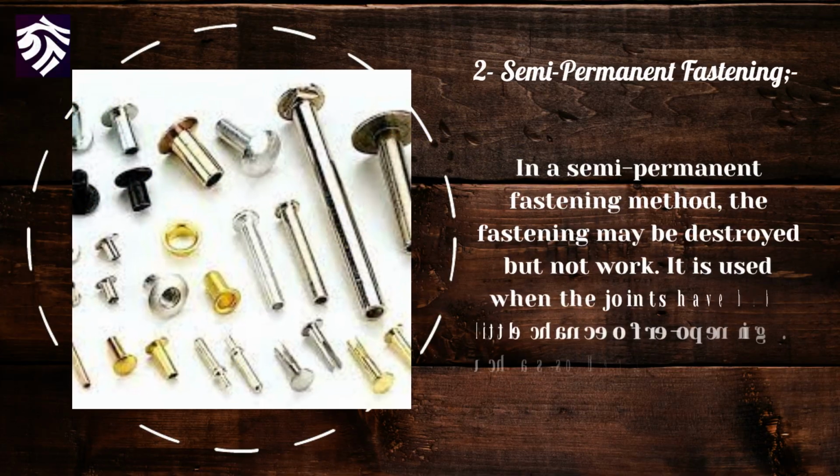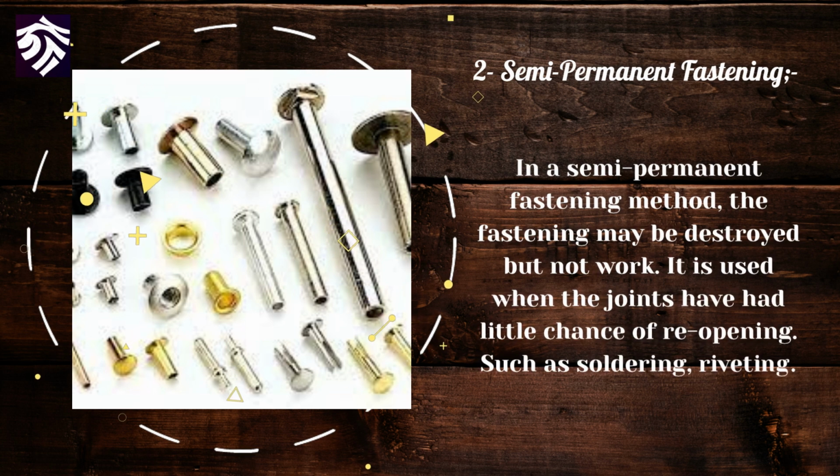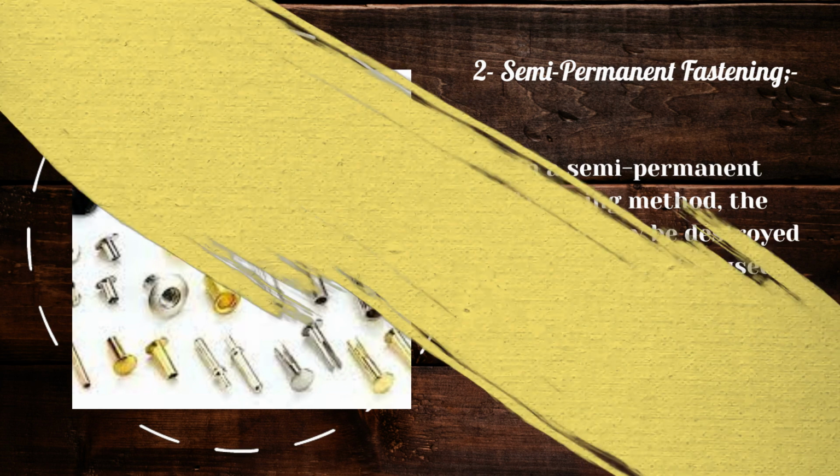Semi-permanent fastening. In a semi-permanent fastening method, the fastening may be destroyed but not work. It is used when the joints have little chance of reopening, such as soldering and riveting.